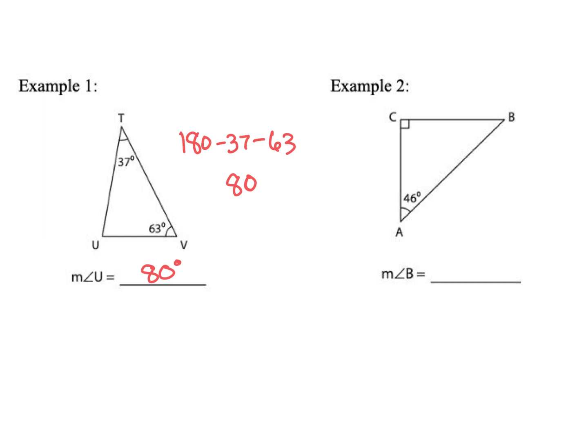Same thing with example number 2. We have 46 degrees. We know that this makes a right angle. Whenever we have the box there, it makes it a right angle, or 90 degrees. So this one's 90. Again, I'm going to say 180 minus 90 minus 46. That is going to equal 44. So the measurement of angle B is 44 degrees.